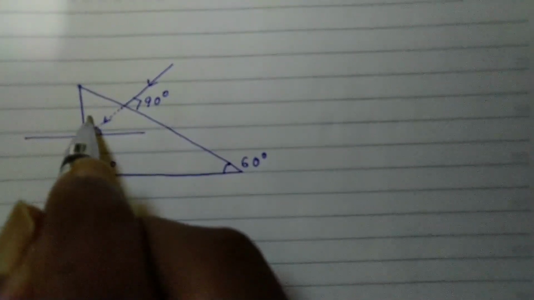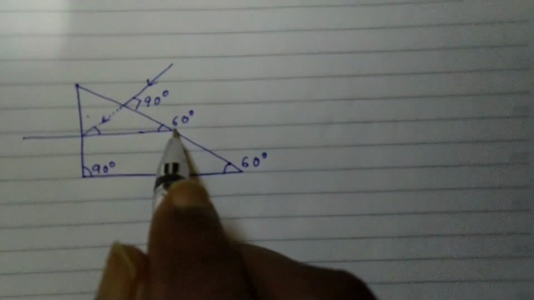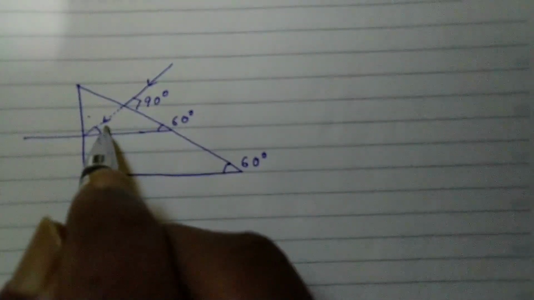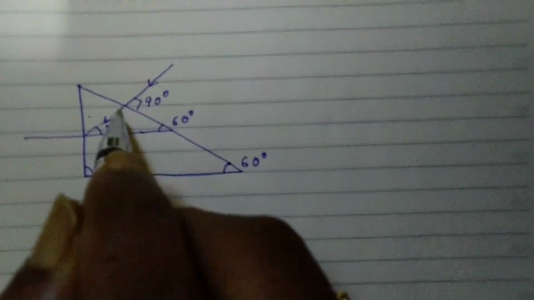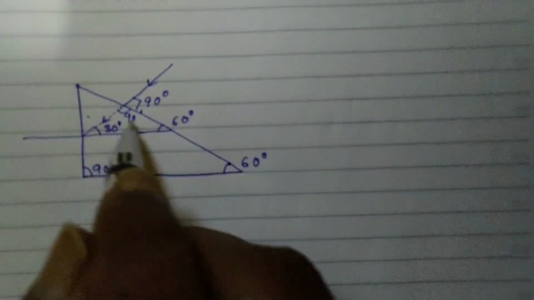Now from the second surface I am drawing a perpendicular and this is my angle of incidence at the second surface. This angle is similar to this angle, so this angle is equal to 60 degree. So this angle must be equal to 30 degree because this angle is 90 degree, and the sum of three angles of a triangle is equal to 180 degree.